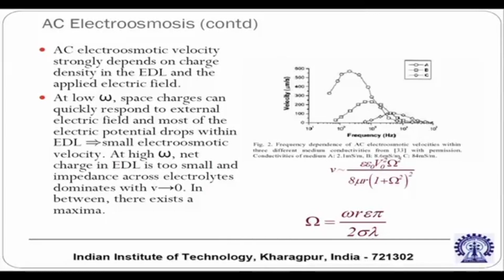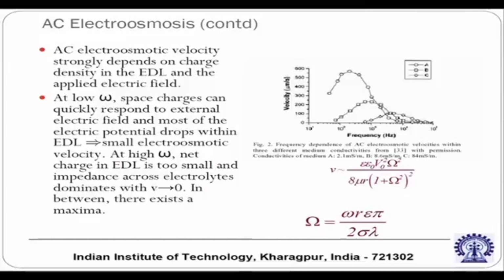At low frequency what happens? See, when you have large frequency, what it essentially means is that you create a quick change to the system to which the system cannot relax so easily. So at low frequency space charges can quickly respond to the external electric field, and most of the electrical potential drops within the electrical double layer. That means you have low electroosmotic velocity. At high frequency, on the other hand, the net charge itself in the EDL is very small. Because the net charge in the EDL is small, the velocity is very small.